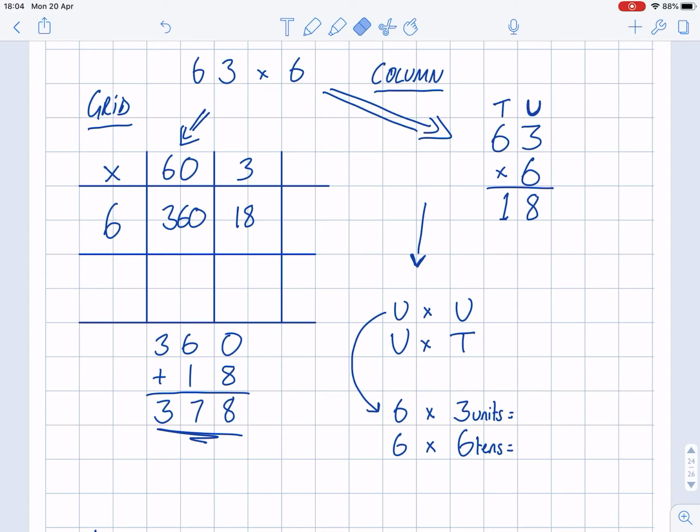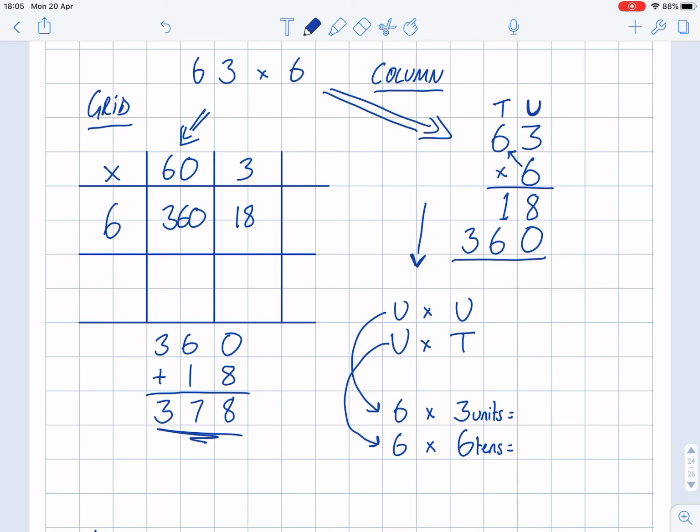Now I say to myself, okay, so what is the 6 multiplied by 6 tens? And you can see I put that here, unit multiplied by 10. Now, this is the bit you need to focus on. 6 multiplied by 6 is, it's not 36, is it? It's 360. So, I would put it like this.